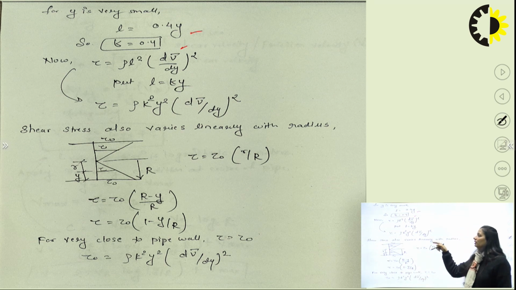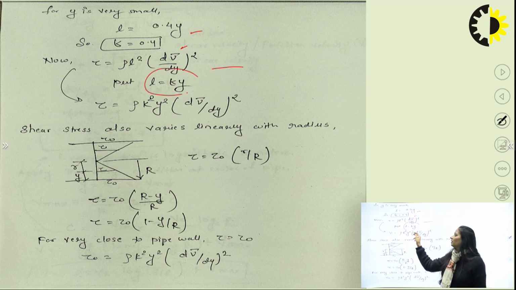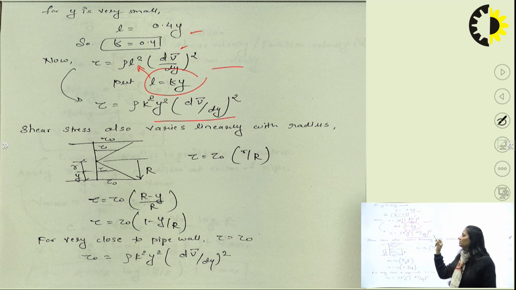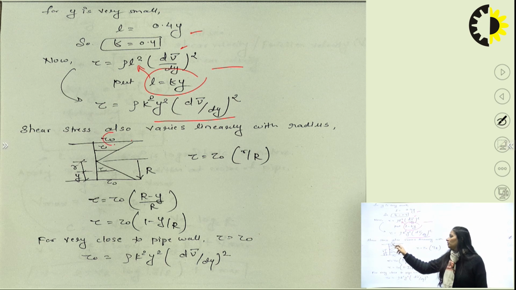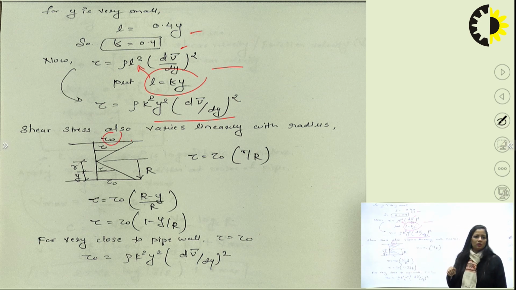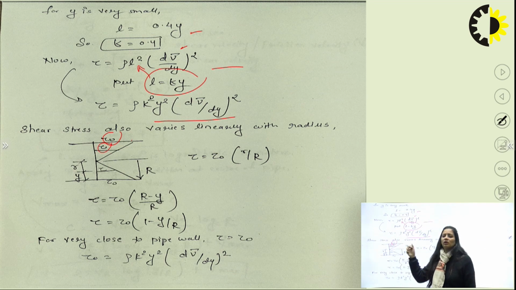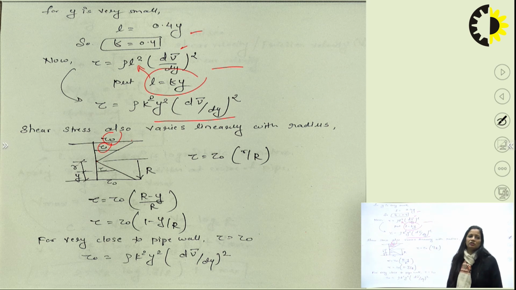Now put in the equation for turbulent shear stress given by Prandtl. The equation is written like this. Here L you can write as kappa Y, so just put L equal to kappa Y in this equation, and you will get an equation like this. Now the shear stress also varies linearly with the radius. Here the wall shear is tau naught. At some distance below, you get less stress, tau, and at the center of the pipe, you get shear stress as 0.